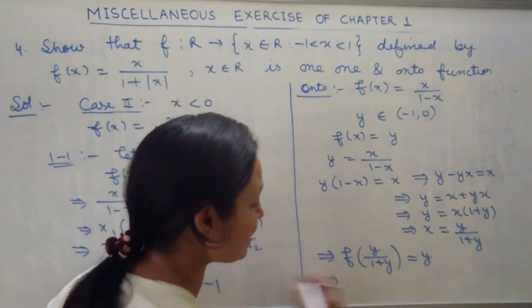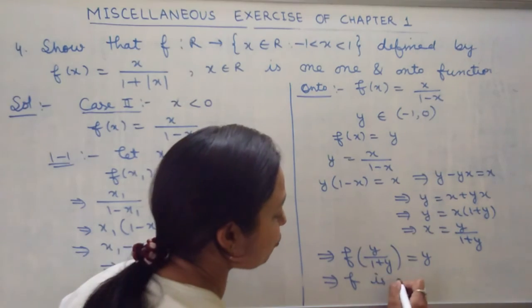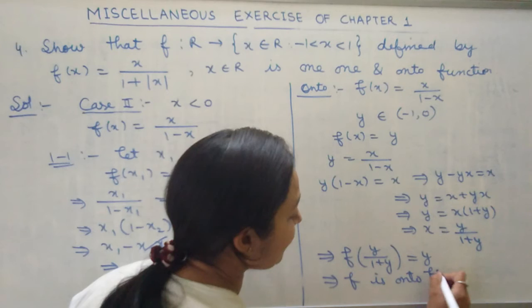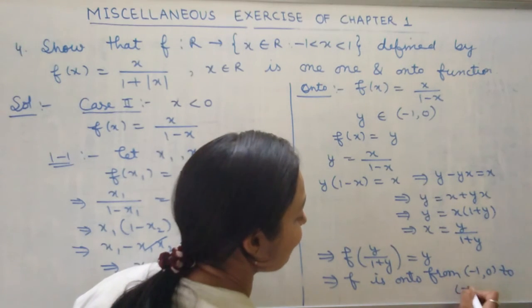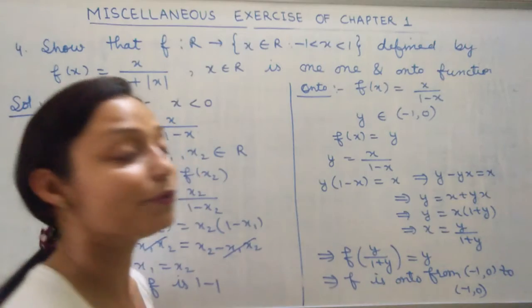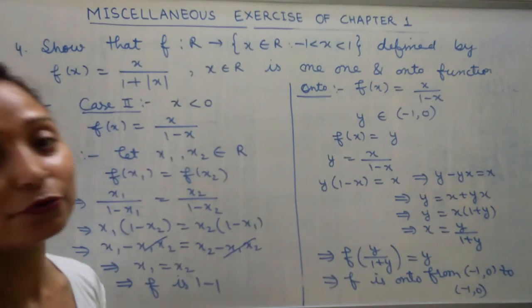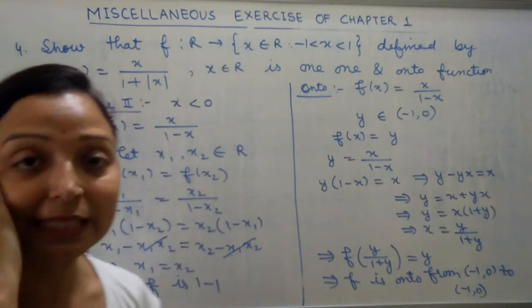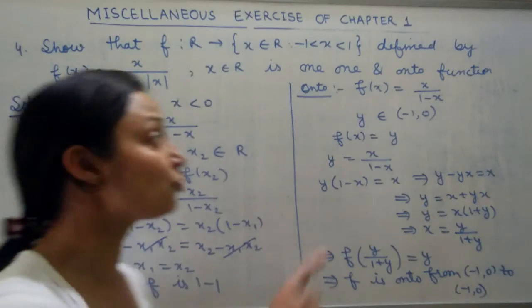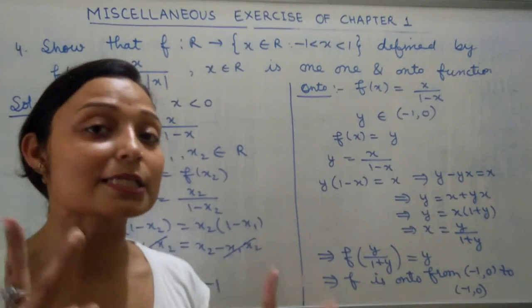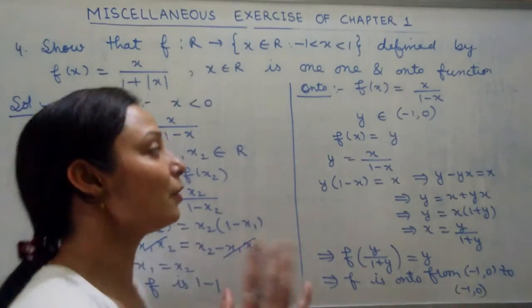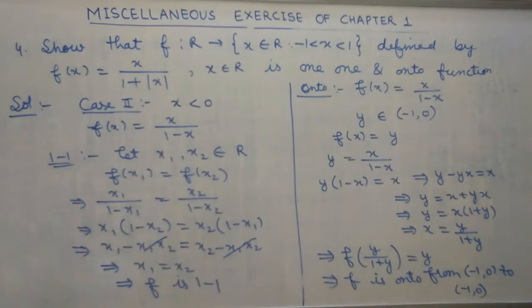This implies f is onto from minus 1 to 0 to minus 1 to 0. So its value varies from minus 1 to 0 to minus 1 to 0. This implies f is 1-1 and onto. We have to show that it is 1-1 and onto. In both cases it is 1-1 and onto. Okay. Now come to the fifth question.